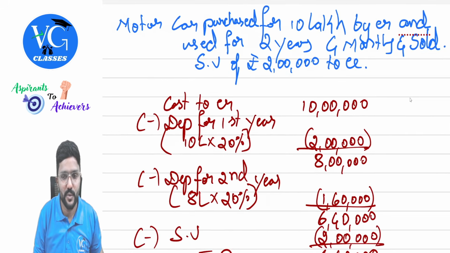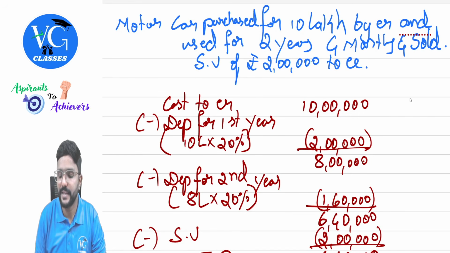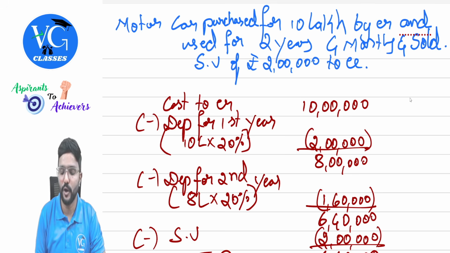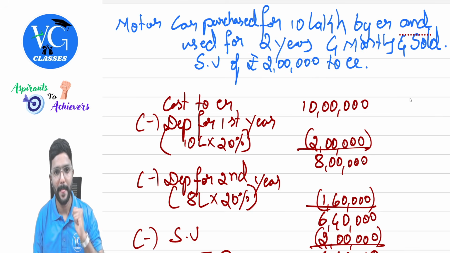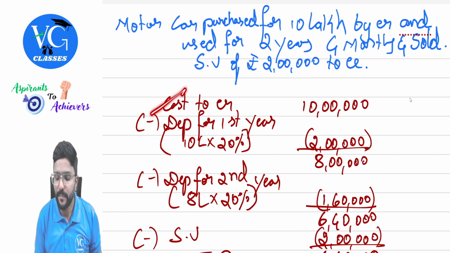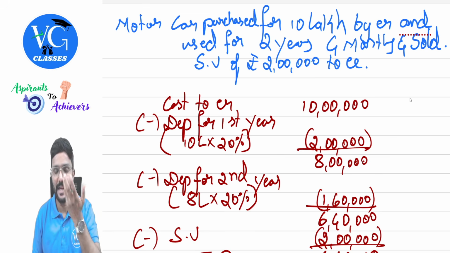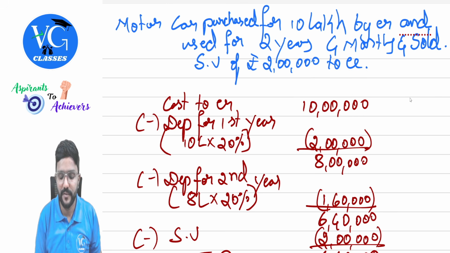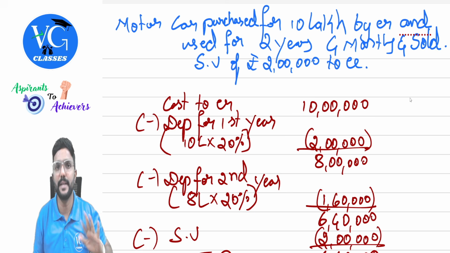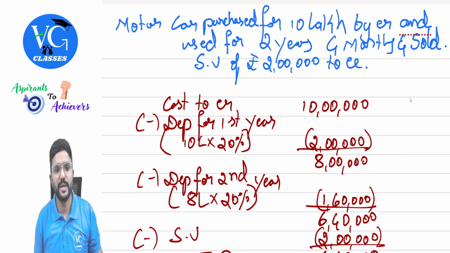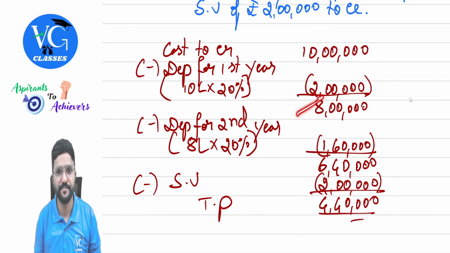I will just quickly explain. Motor car purchased for 10 lakh by the employer and used for 2 years and 4 months and then sold to the employee for 2 lakh. So we take the cost to the employer as 10 lakh. Depreciation for the first year: what is the rate? 20% under WDV method. So on 10 lakh, 20% comes to 2 lakh. So WDV at the end of the first year is 8 lakh.